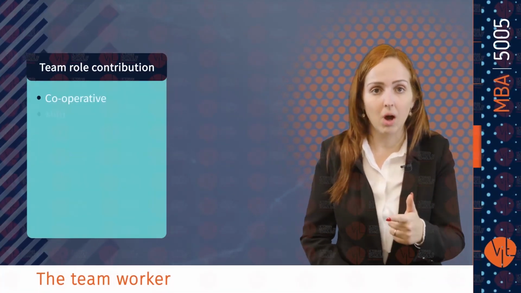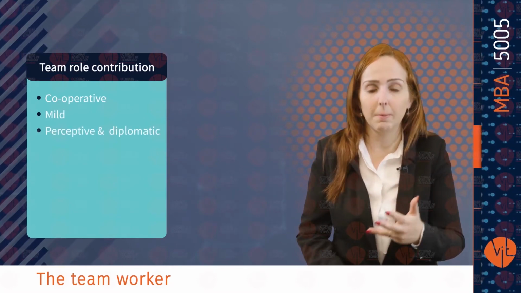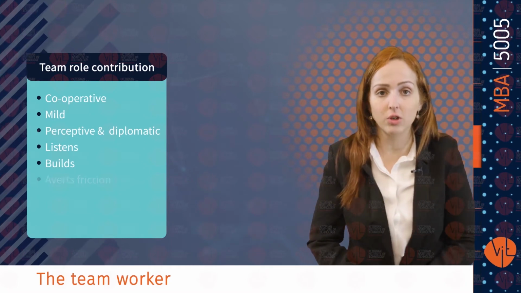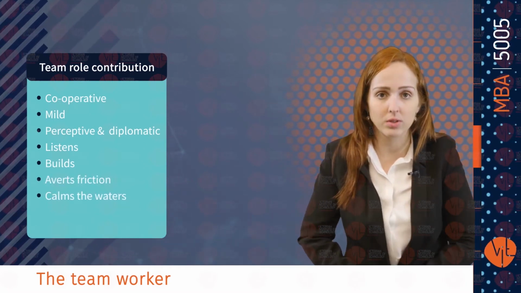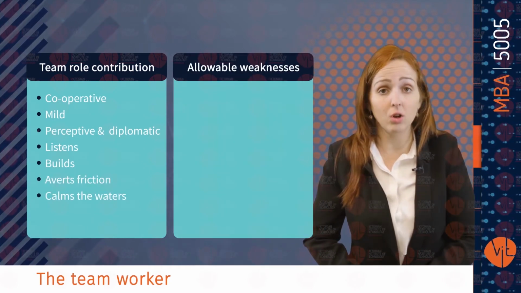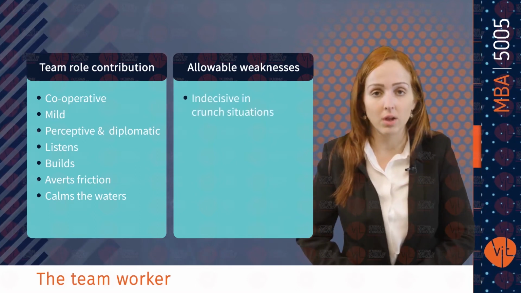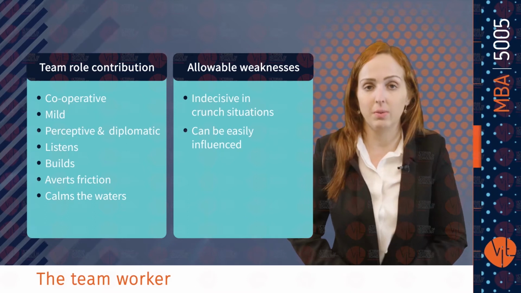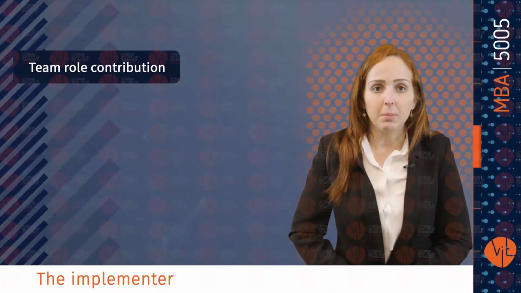Then we have the team worker. Cooperative, mild, perceptive, and diplomatic, listens, builds, continuing on, they avert friction, and they always want to calm the waters. Allowable weaknesses: they're not really good at making decisions in difficult situations, and they can be easily influenced by others.